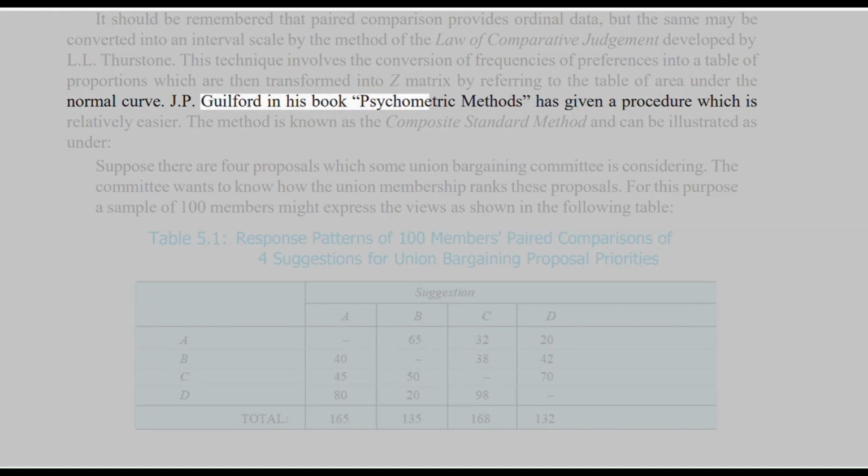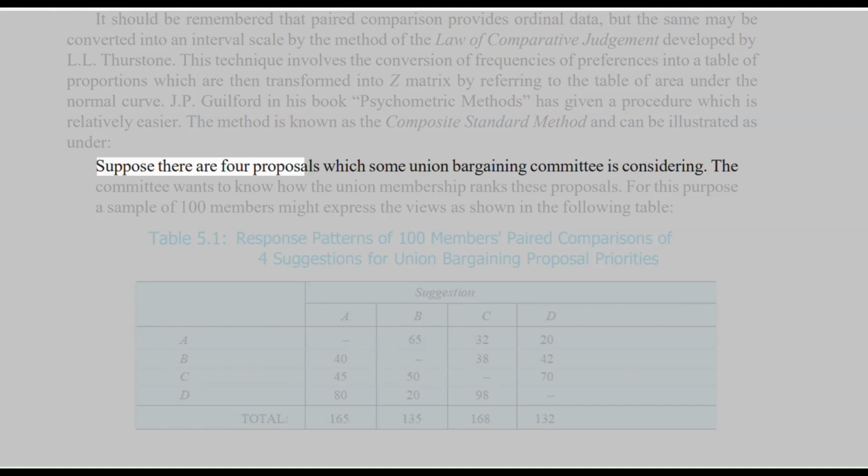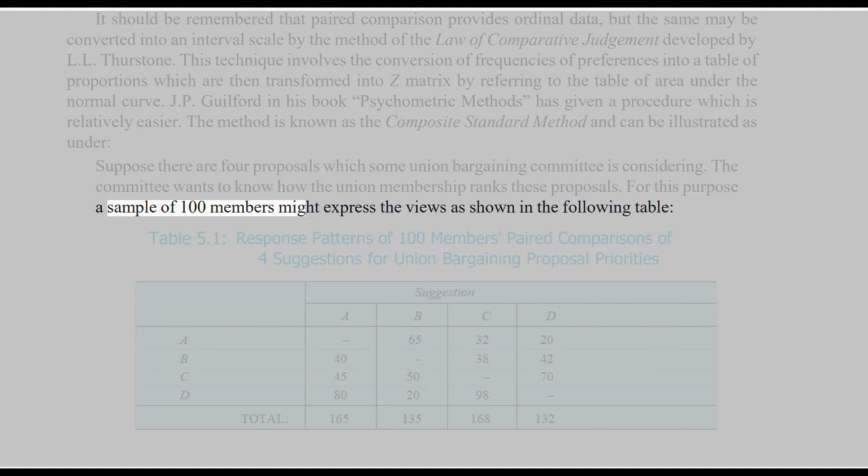J. P. Guilford, in his book Psychometric Methods, has given a procedure which is relatively easier. The method is known as the composite standard method and can be illustrated as under. Suppose there are 4 proposals which some union bargaining committee is considering. The committee wants to know how the union membership ranks these proposals. For this purpose, a sample of 100 members might express the views as shown in the following table.